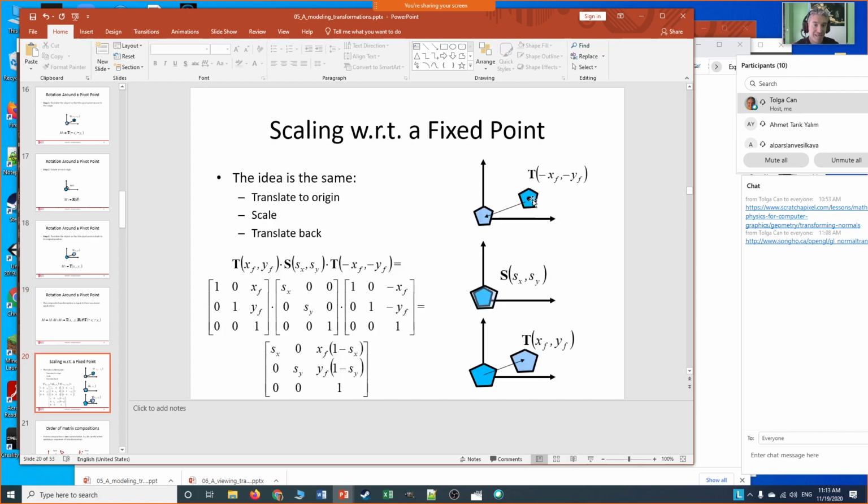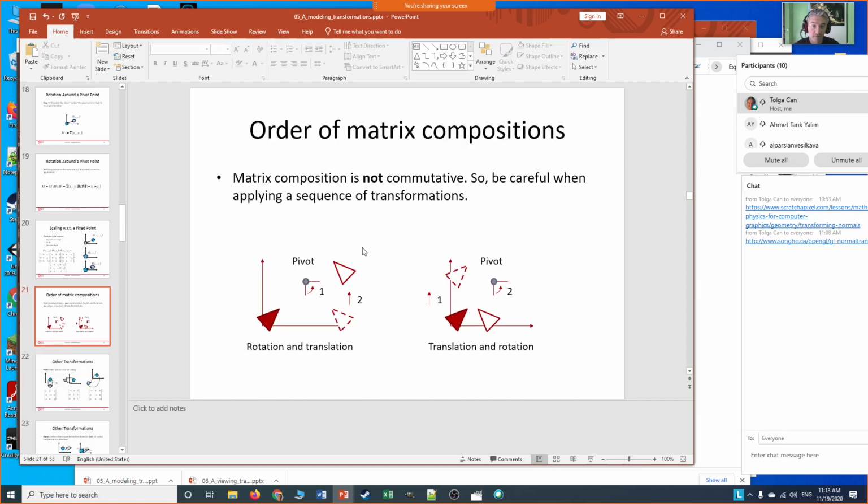We talked about scaling with respect to a fixed point. When you're scaling, if you don't want to move your point, if you want to scale with respect to the center of mass, you first move the center of mass to origin, you do the scale, then you move back. And this slide is nice. It was, I think, from Hearn and Baker's textbook. It shows why the order of these matrix multiplications is important, because matrix multiplication is not commutative.